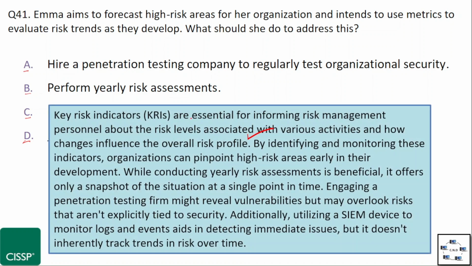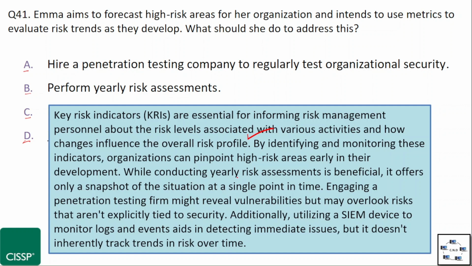Key risk indicators are essential for informing risk management personnel about the risk levels associated with various activities and how changes influence the overall risk profile. By identifying and monitoring these indicators, organizations can pinpoint high-risk areas early in their development.